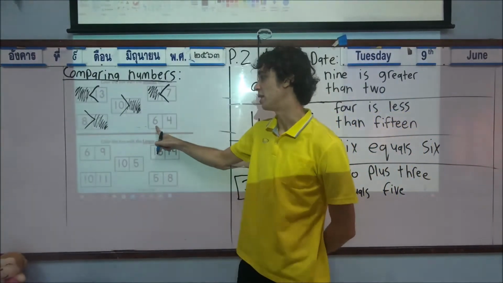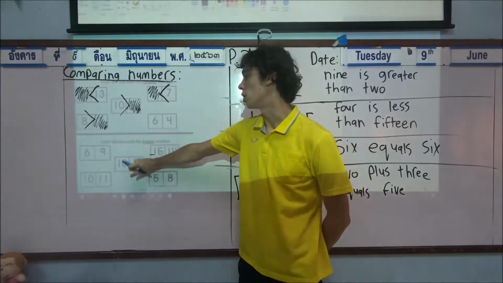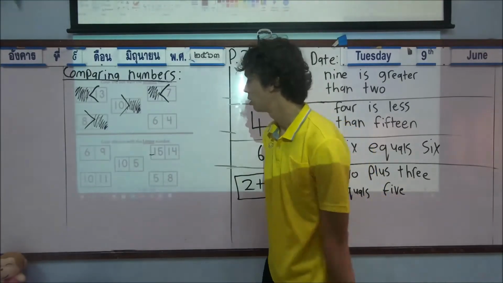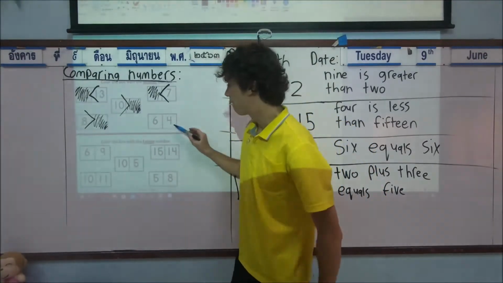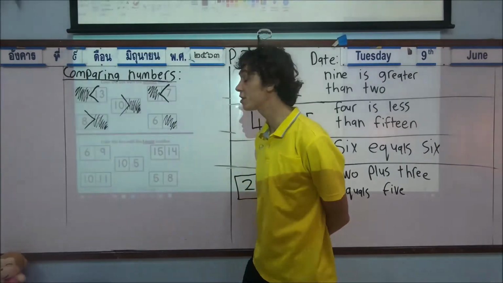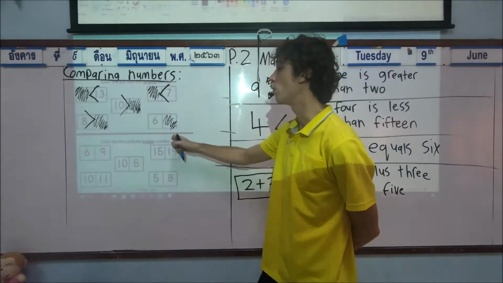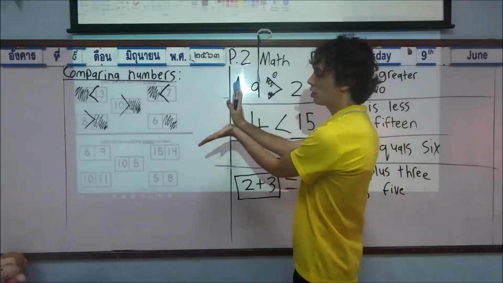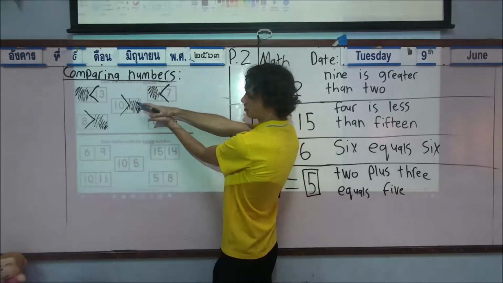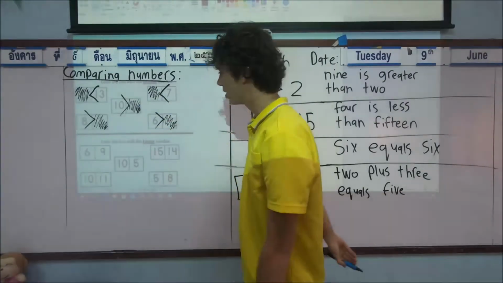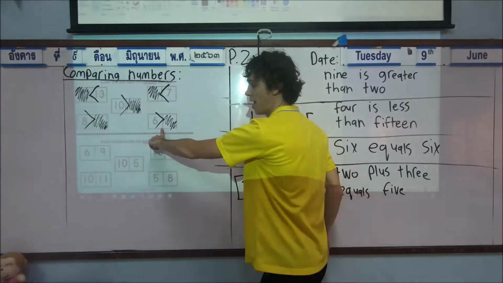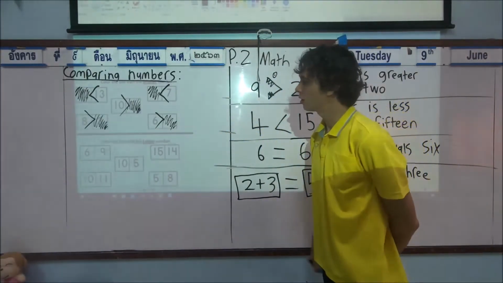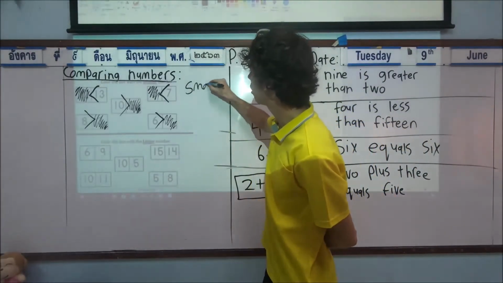The next one, 6 and 4. Which one is smaller? 4 is smaller. Color 4. If we use the alligator, we eat the 6. 6 is greater than 4. Good, this was smaller.